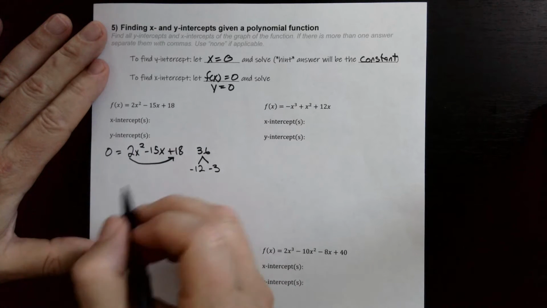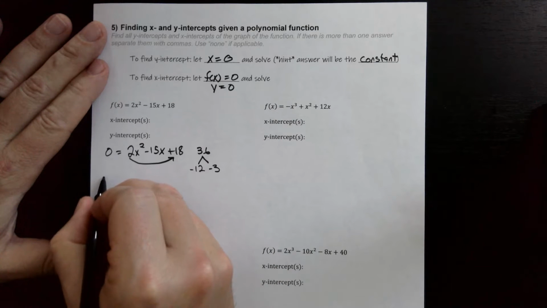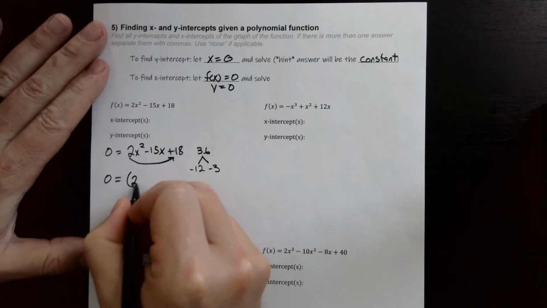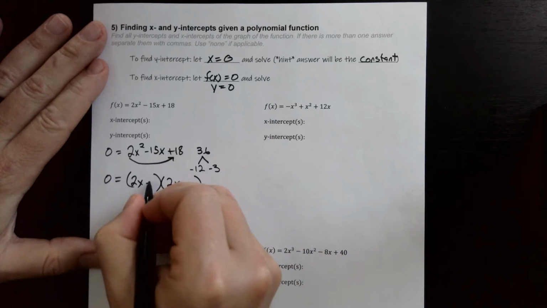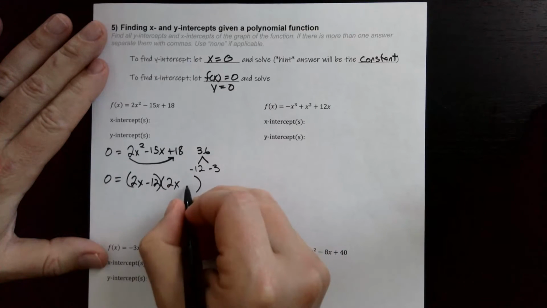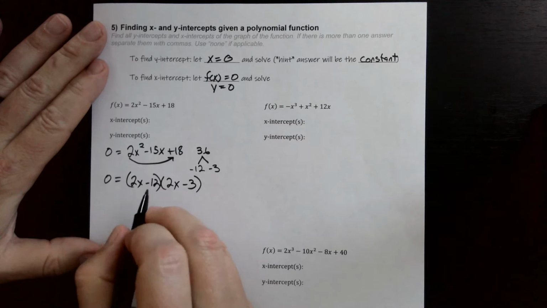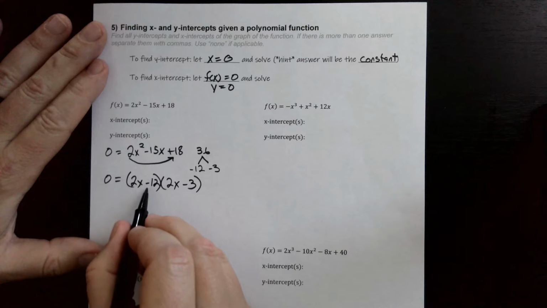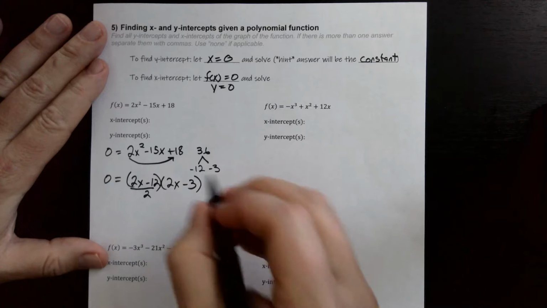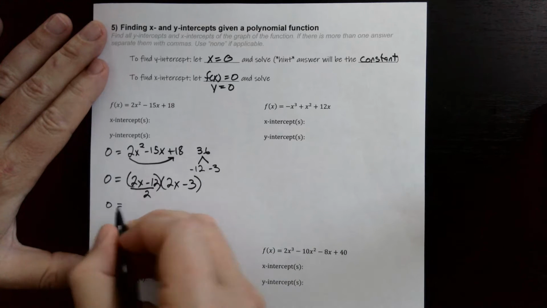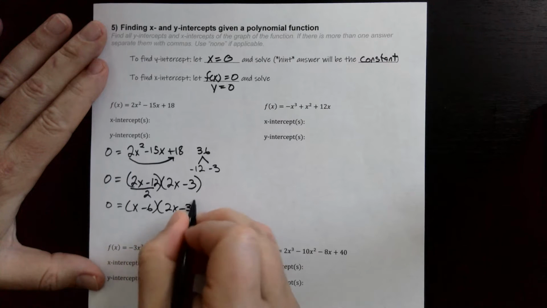Here's how I factor. Some people factor differently than this, but this is how I do it. I'm going to put 2x in front of both of my parentheses, and then I'll put my factors here, minus 12 and minus 3. Now, this isn't right because 2x times 2x is not 2x squared. But notice that both the 2x and the minus 12 can be divided by 2. If you divide by 2, now it's correct. That gives you 0 is equal to x minus 6 times 2x minus 3.